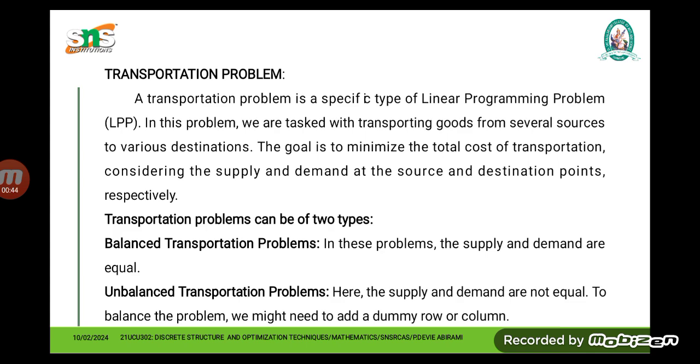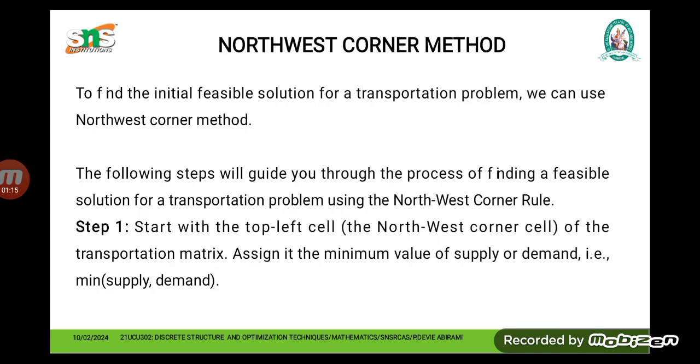Balanced transportation problem means the supply and the demand values should be equal. If they are not equal, then the transportation problem is said to be an unbalanced transportation problem. We cannot solve an unbalanced transportation problem, so we are going to convert unbalanced into balanced by adding a dummy row and column to our problem. Then our problem will become a balanced one and we can solve it by using several methods.